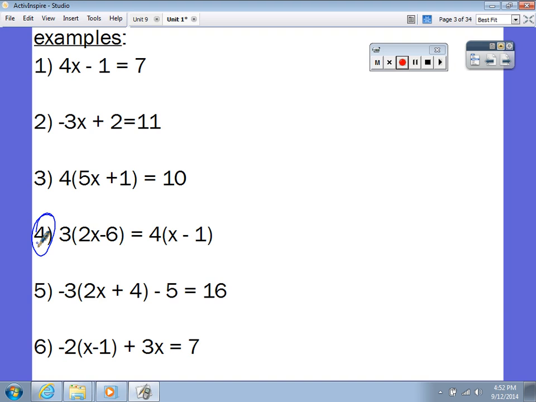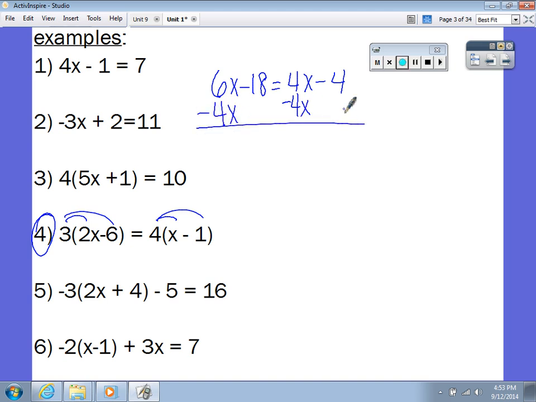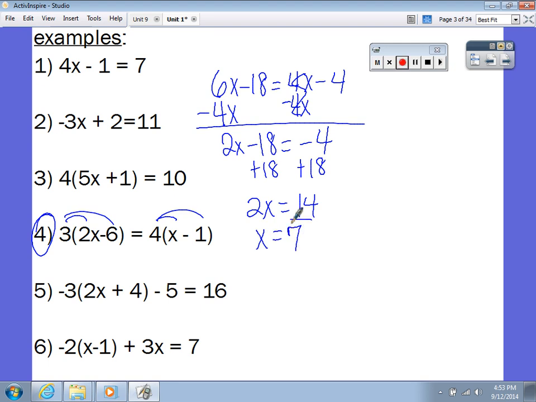Remember, the first step is to distribute, so that would basically be 6x minus 18 equals 4x minus 4, because you distribute to each term. And then I like to move over the smallest x, so instead of having 4x here, I'm going to move it over by doing the opposite operation, which is to subtract it. So I'm going to have 2x minus 18, that canceled, equals negative 4. Then I'm going to go ahead and add 18 to each side. And I'm going to get 2x equals 14. Then divide by 2, so x would equal 7.